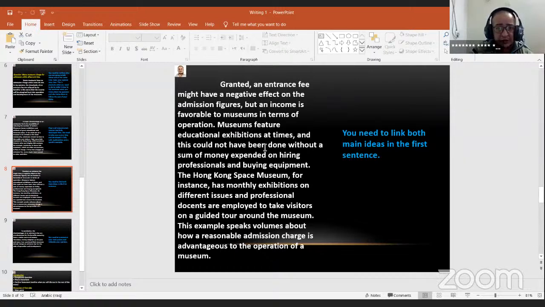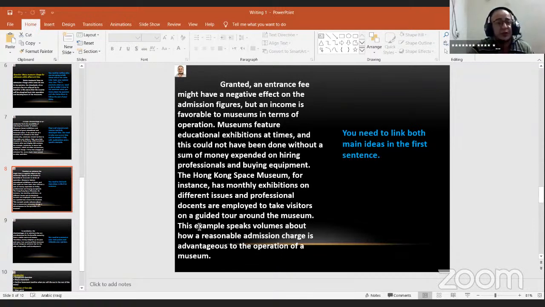Museums feature educational exhibitions at times, and this could not have been done without a sum of money expended on hiring professionals and buying equipment. The Hong Kong Space Museum, for instance, has monthly exhibitions on different issues, and professional docents are employed to take visitors on a guided tour around the museum. This example speaks volumes about how a reasonable admission charge is advantageous to the operation of a museum.